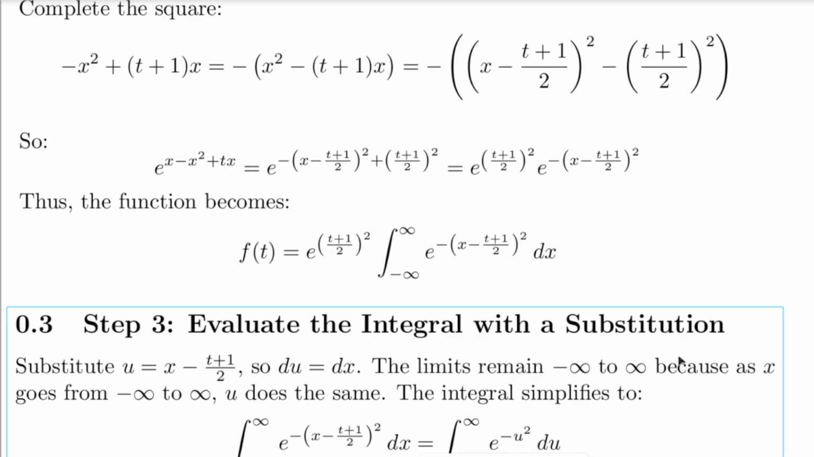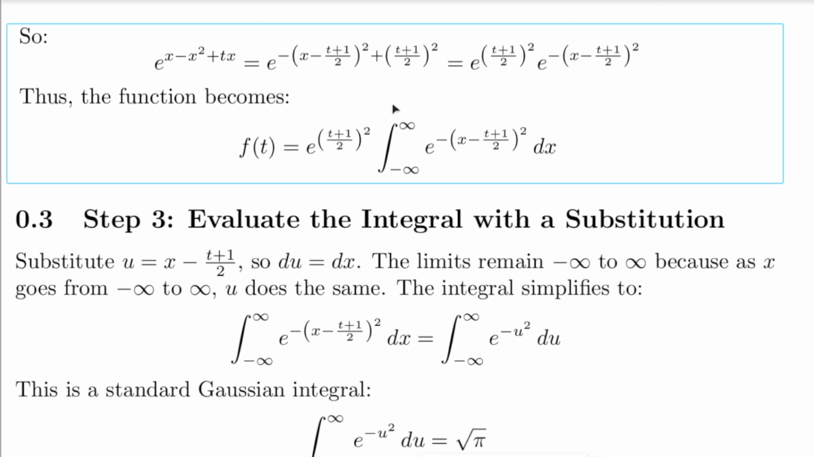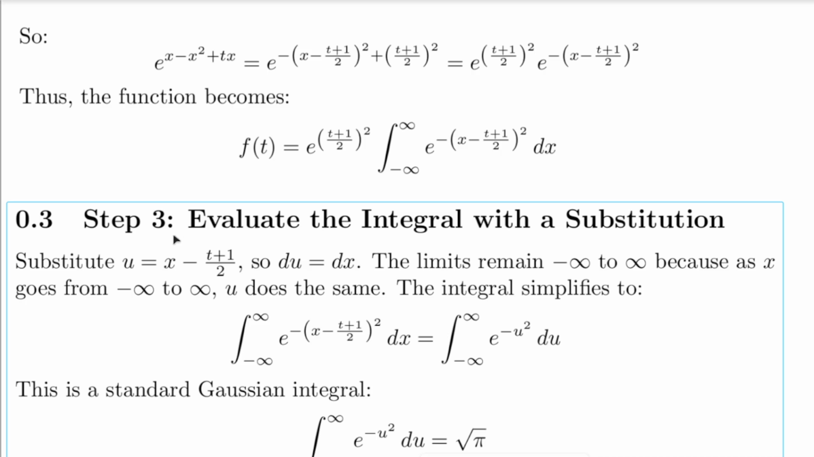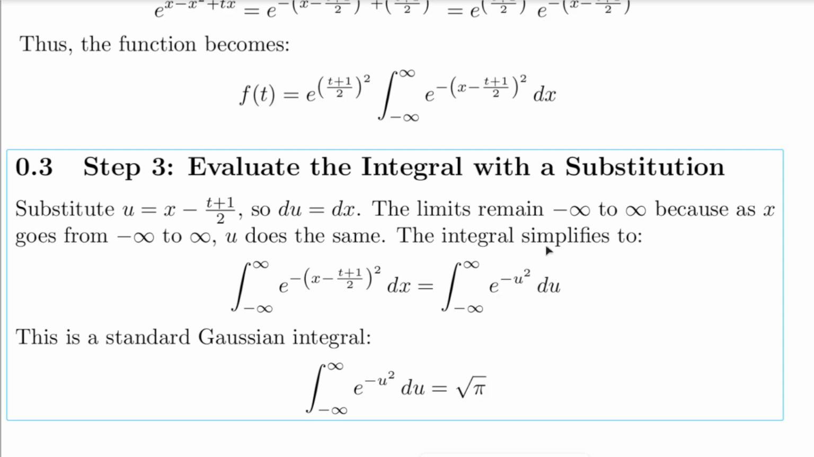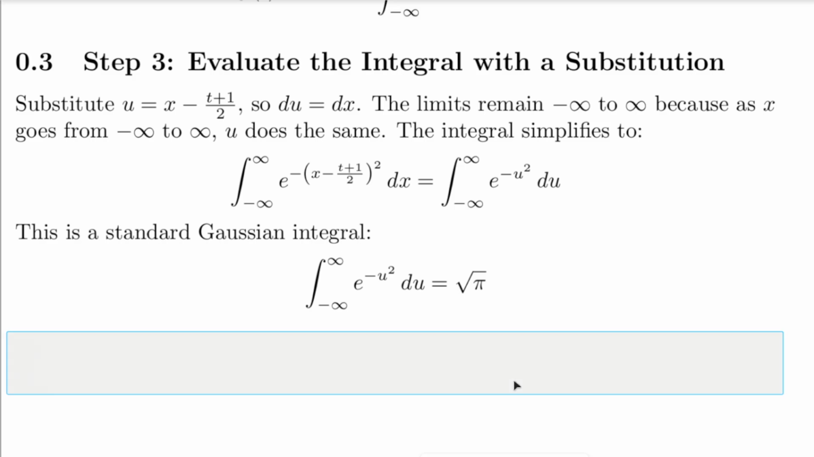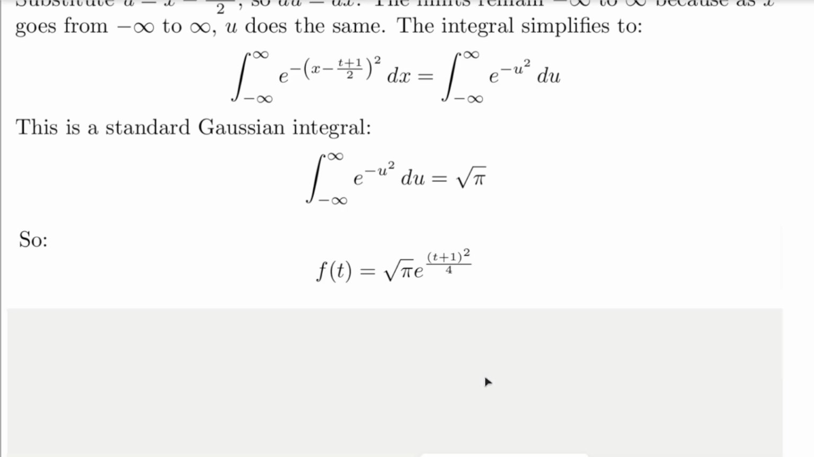All right, what next? Let's just evaluate this integral right here using the substitution u is equal to x minus (t plus 1) over 2. The limits of integration are not going to change when you do that. So this integral right here just becomes this. All we have is this, and this is very well known. That's the full Gaussian integral, and it evaluates to the square root of pi. So f of t is just going to be square root of pi times e to the quantity (t plus 1) squared over 4.